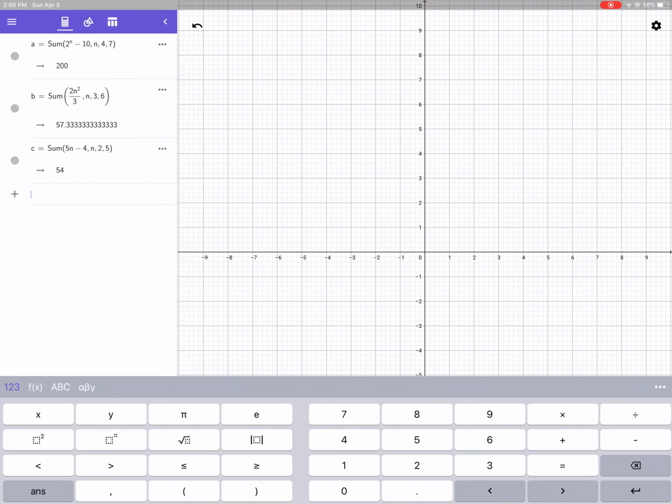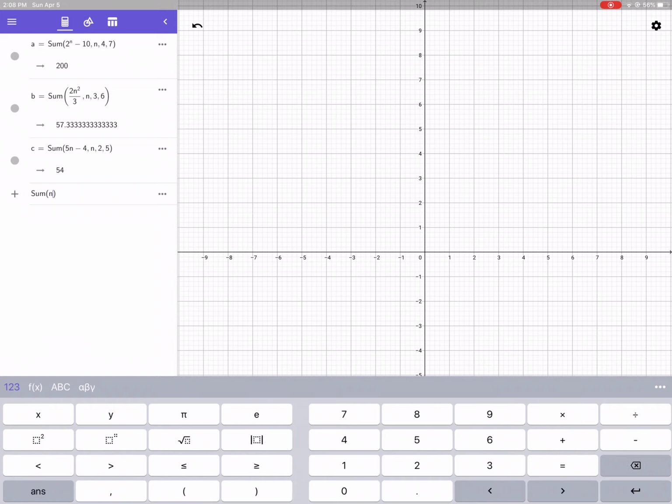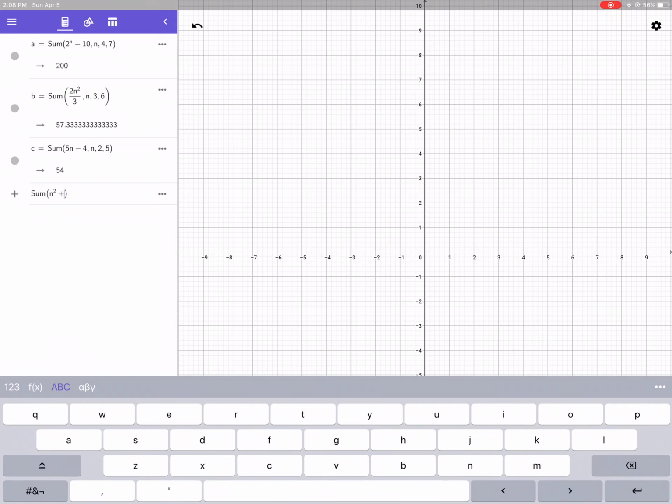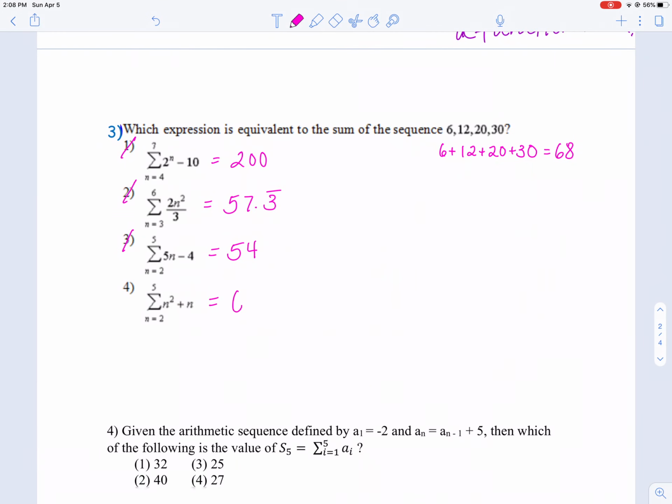When we go back in and we click on our sum, this one is defined as n squared plus n. So I'm going to go to my n squared plus n. I'm going to define my letter n, and this one starts at 2 and ends at 5. And there it is. So we're good. 68 is the sum of this sequence. There's your answer. That has the exact same sum as what we started with.